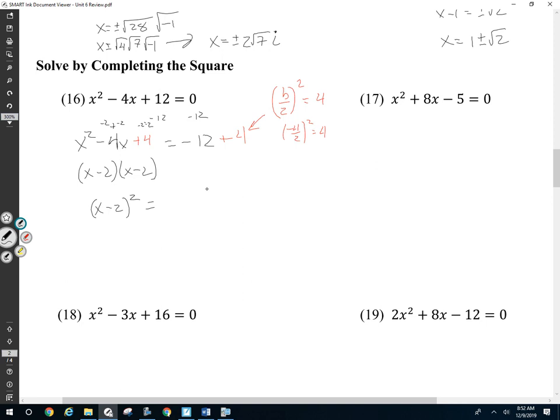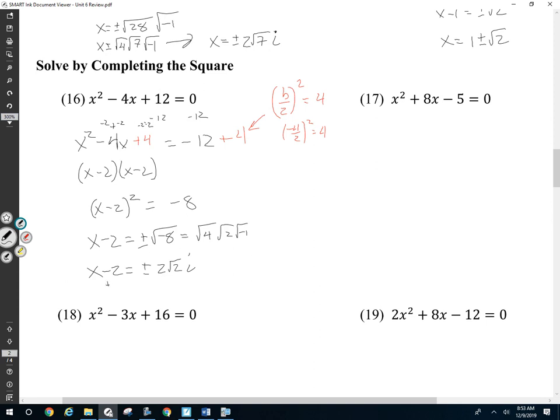Over here, -12 plus 4, that's -8. I'm ready to square root both sides, but on the right side, I'm going to get a plus or minus root -8. Root -8 is root 4 root 2 root -1. That's going to be 2 root 2i. X minus 2 equals plus or minus 2 root 2i.